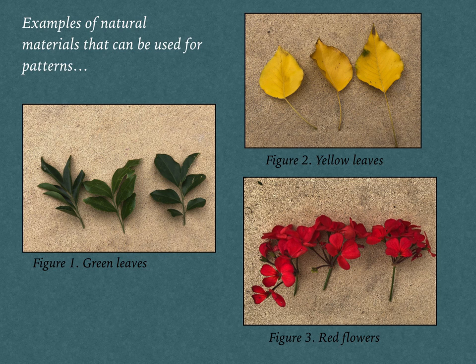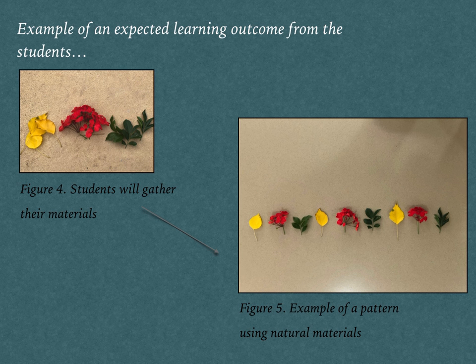As you can see, there are 3 sets of materials in different colours. I think using different colours gives a good visual representation which can help students understand the patterns a bit better. Next, we see examples of expected learning outcome from the students. As you can see, there's a very clear pattern with the colours there, the yellow, red, and green.